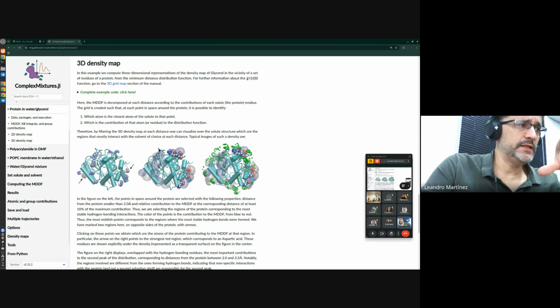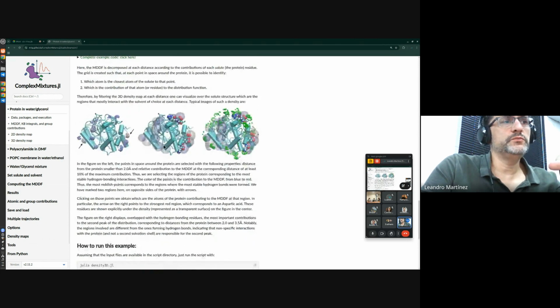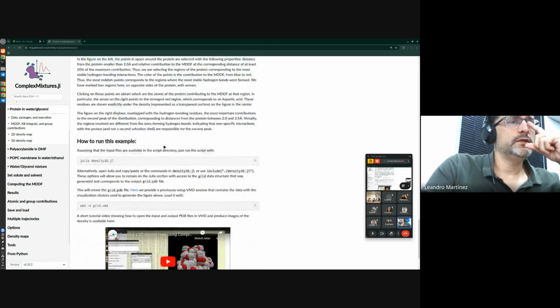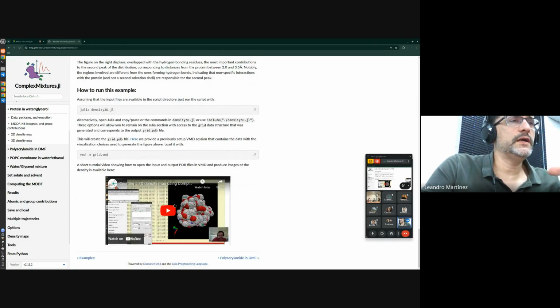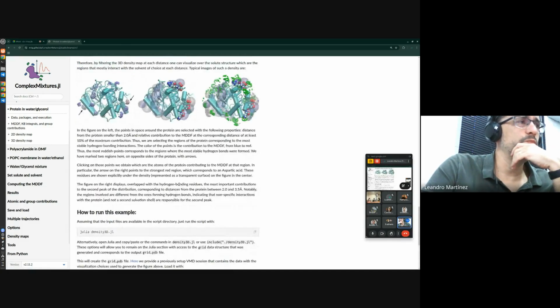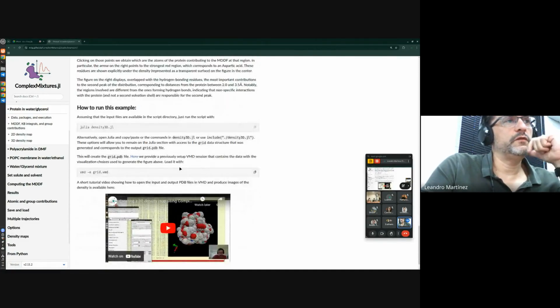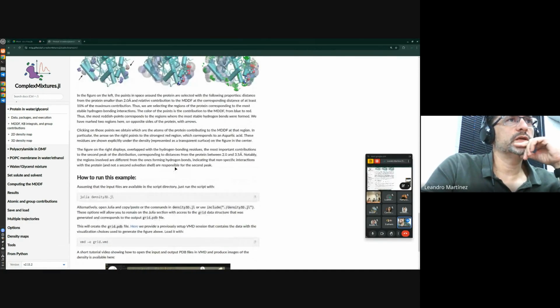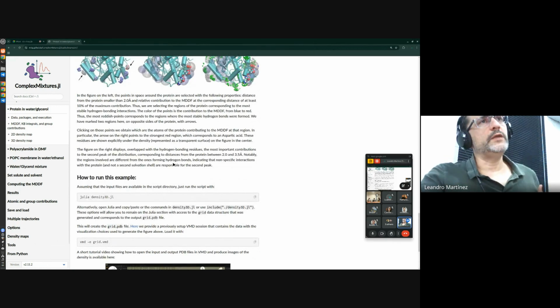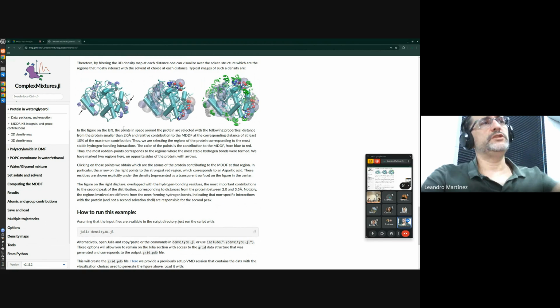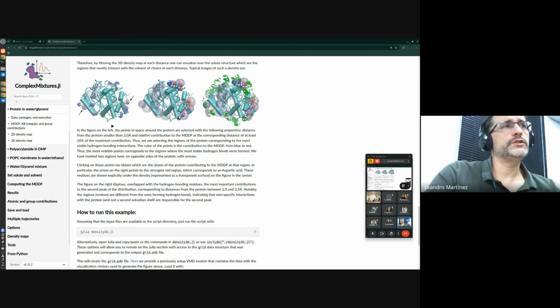There are some detailed instructions here, but I would prefer not to go through them because there is a video explaining how to produce a three-dimensional map. The video is quite bad, but anyway, it's what I produced so far. I think you can follow it. The details are here. And then you can produce images like this one, in which we see the density of atoms around the protein in a three-dimensional way.